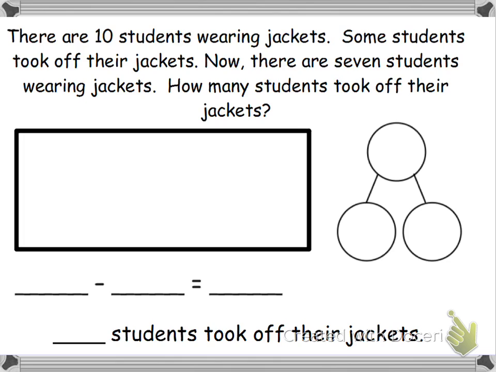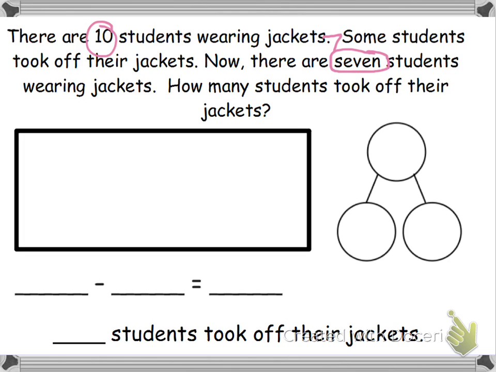So there are 10 students wearing jackets. Some students took off their jackets. Now there are 7 students wearing jackets. How many students took off their jackets? Now I know that Ms. Perkins just said 7, but I don't see the number 7. But look, it's because it's hiding from us. The number was hiding. You have to circle the word 7 and then write the actual 7 on top of it.